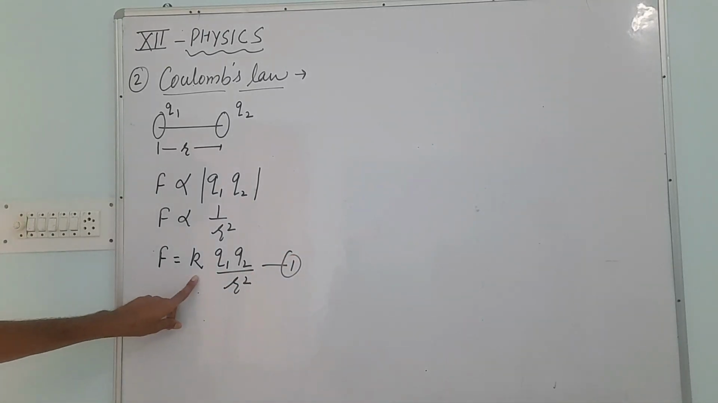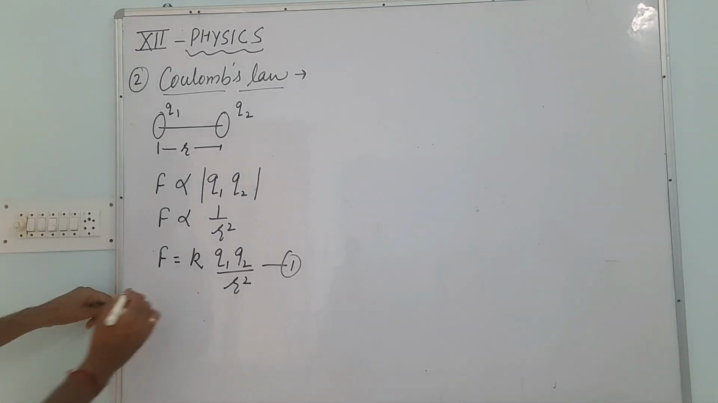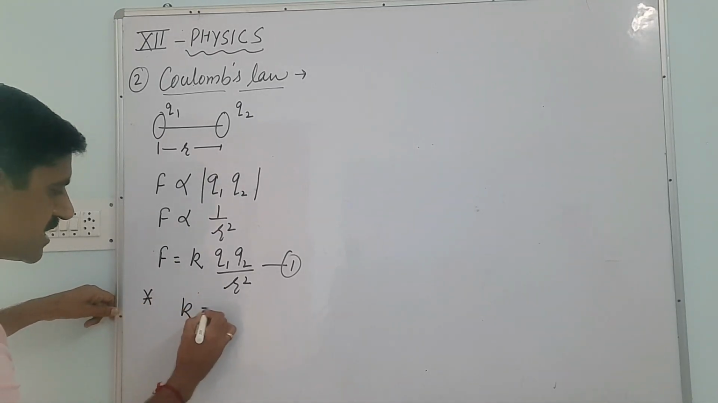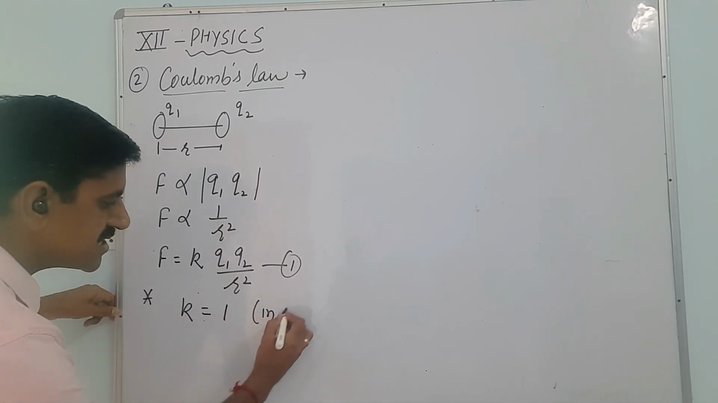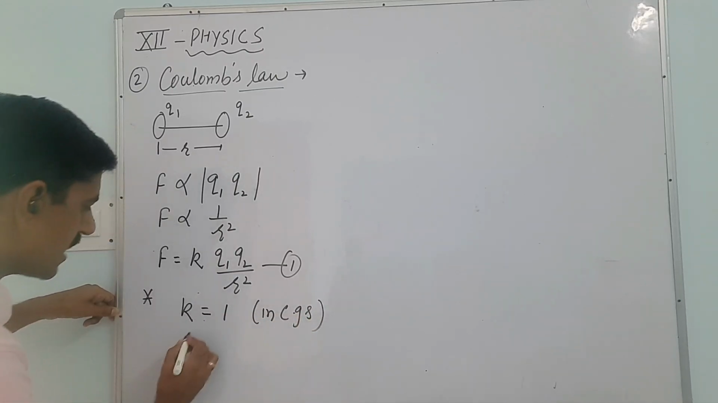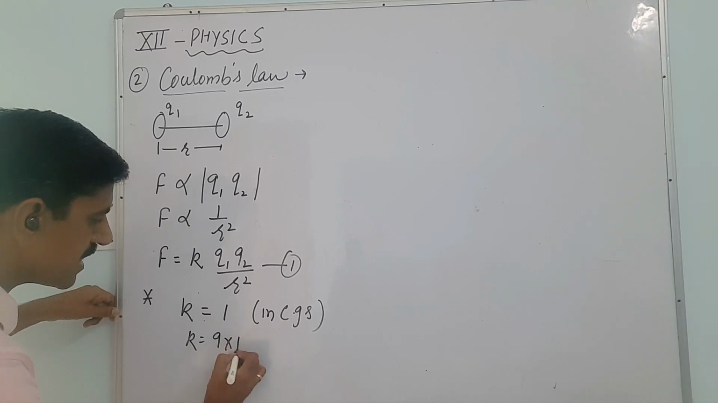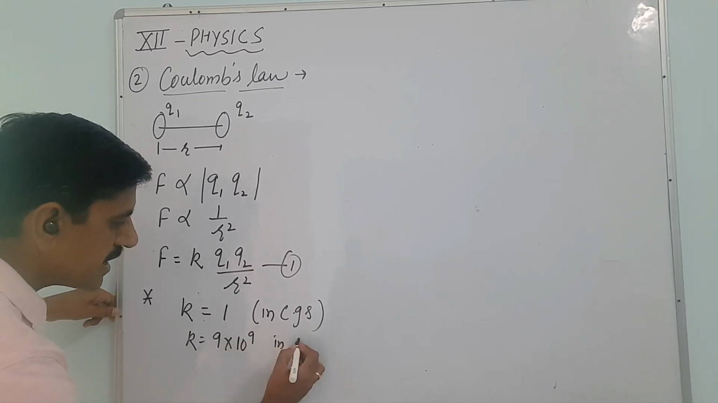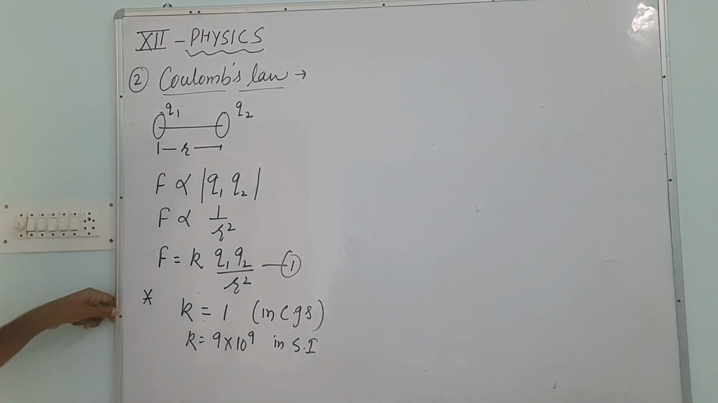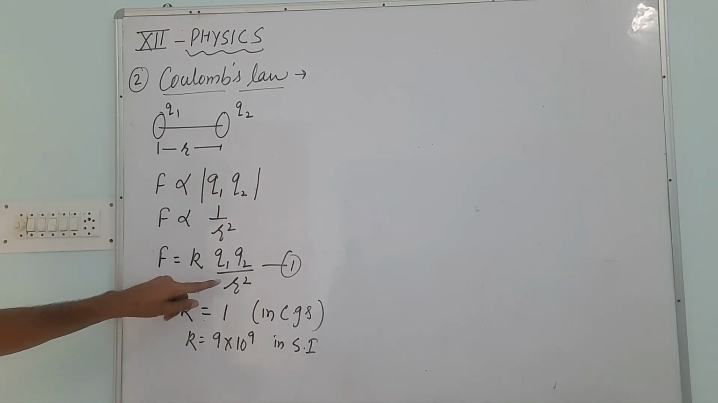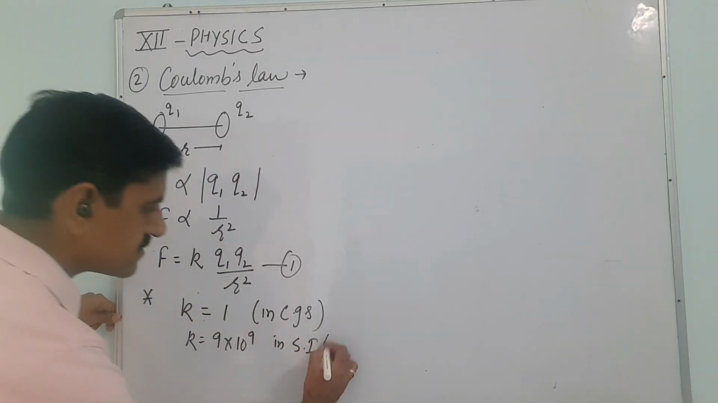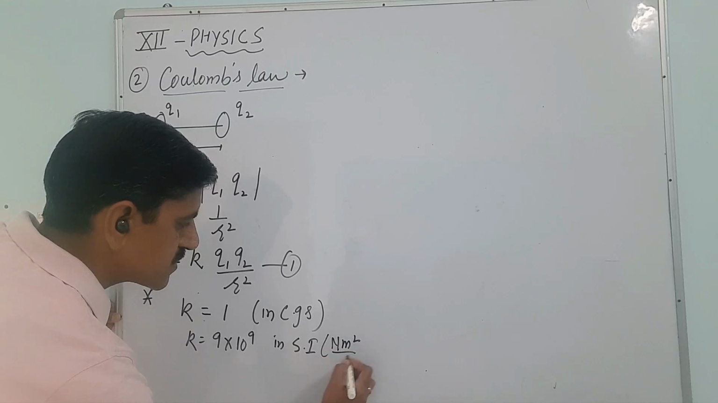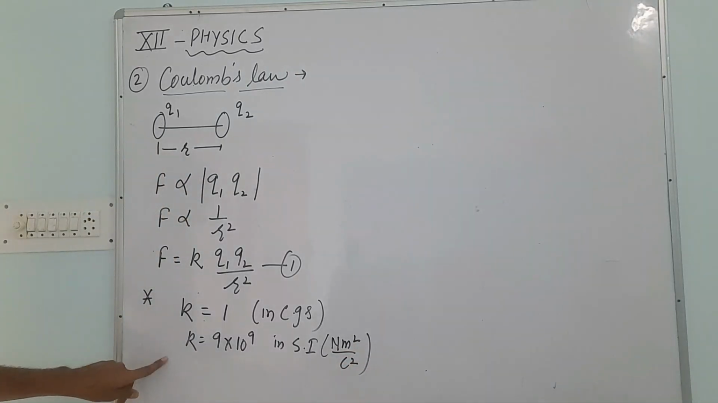And the formula becomes F = k q1 q2 by r square, where small k is the proportionality constant, 1 in CGS and 9 into 10 power 9 in SI unit system. Units are Newton meter square per Coulomb square, right?